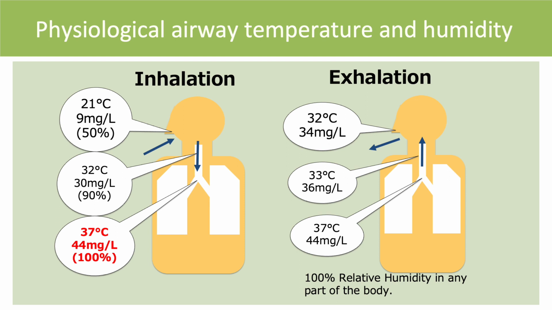First, we will discuss the physiological temperature and humidity in the airway. As shown in the figure, under physiological spontaneous breathing, both inhaled and exhaled air reach a temperature of 37 degrees Celsius, absolute humidity of 44 mg per liter, and relative humidity of 100% at the time they reach the lungs. The important factors here are absolute humidity and relative humidity.